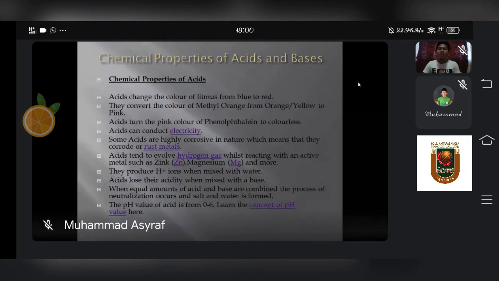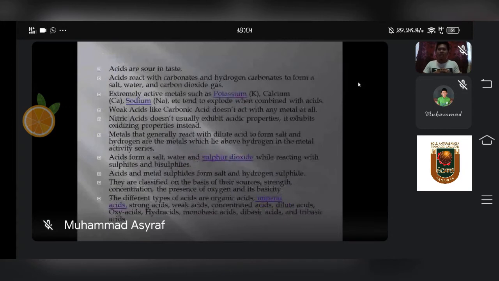The pH value of acid is from 0 until 6. Learn the concept of pH value here. An acid is sour in taste. Acids react with carbonates and hydrogen carbonates to form a salt, water, and carbon dioxide gas.